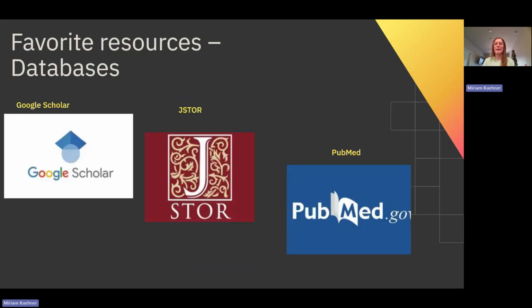PubMed is basically that, but for scientific articles. You can find primary sources, primary research articles, stuff like that. So very good, very easy user interface, good for students.